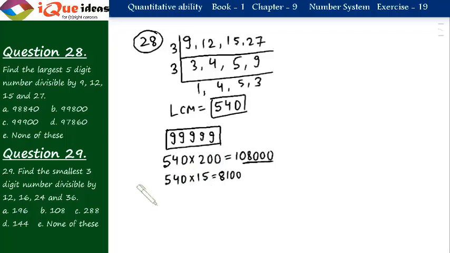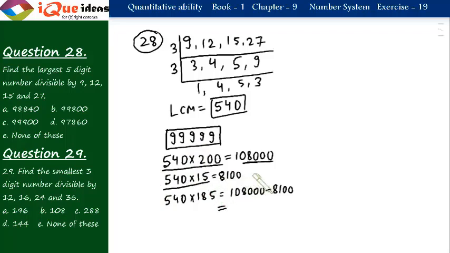1,08,000 subtract 8,100. So it will be 540 into 185, and that will be 1,08,000 minus 8,100. I hope you understand. It is 540 into 200, we are subtracting 540 into 15. So what do we get? We get 540 into 200 minus 15, that is 185, and that will be 1,08,000 minus 8,100.